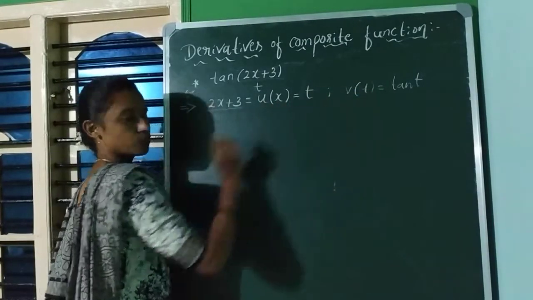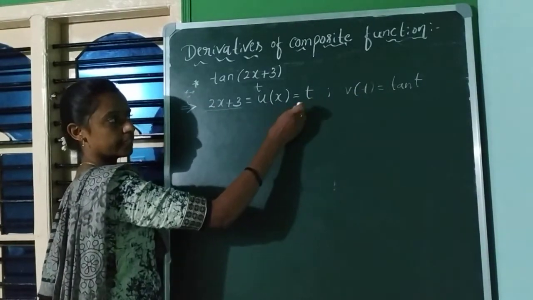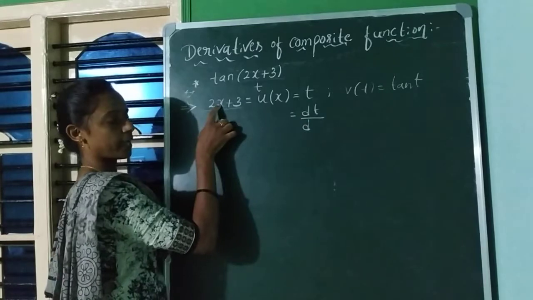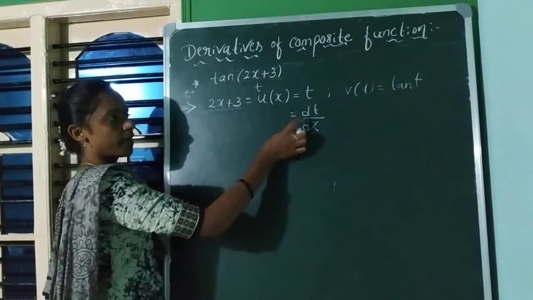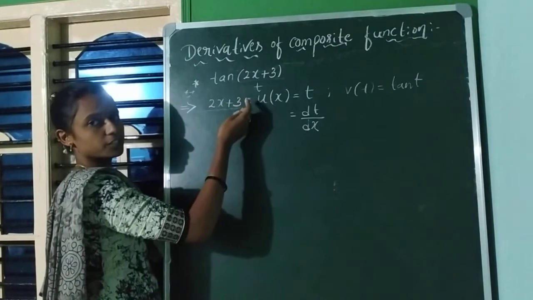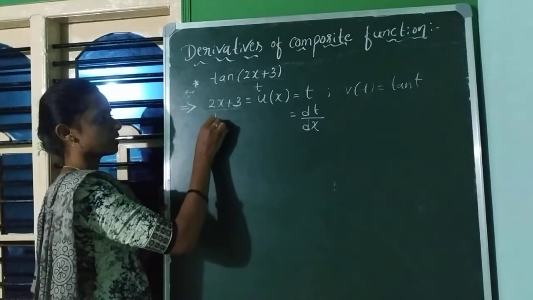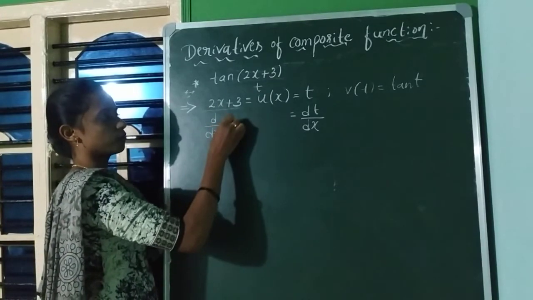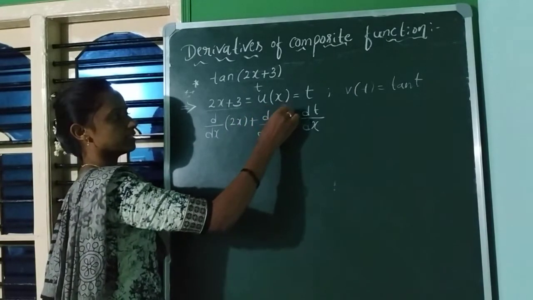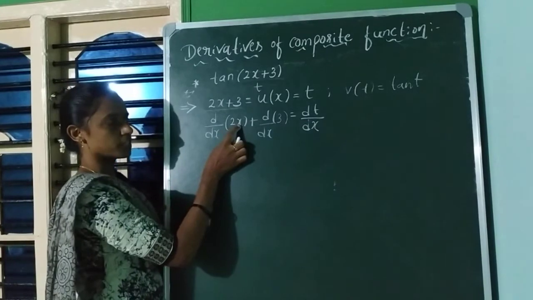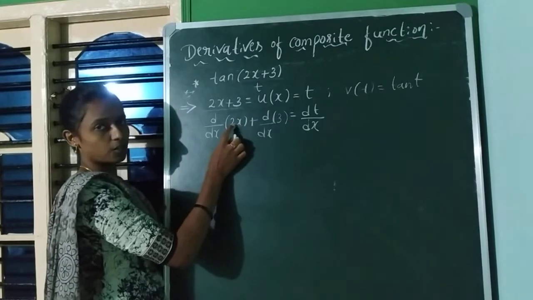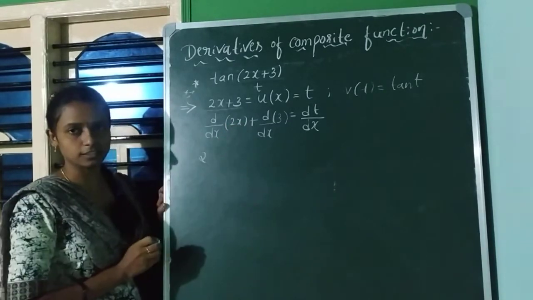Now differentiate these two. Where I took it as t, differentiate t with respect to x. As we know, if it is a sum of two terms, you need to differentiate both terms separately. That is d by dx of 2x plus d by dx of 3. Is it clear? Now you need to differentiate 2x with respect to x. Here a constant is there along with the variable, and you need to write the constant as it is.